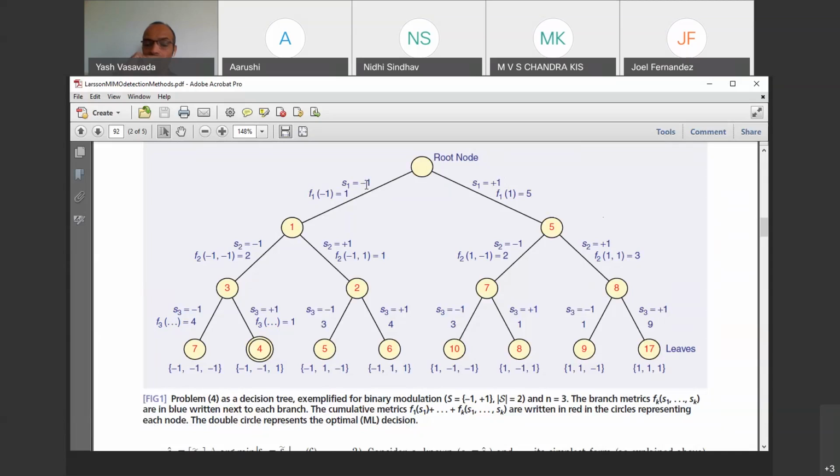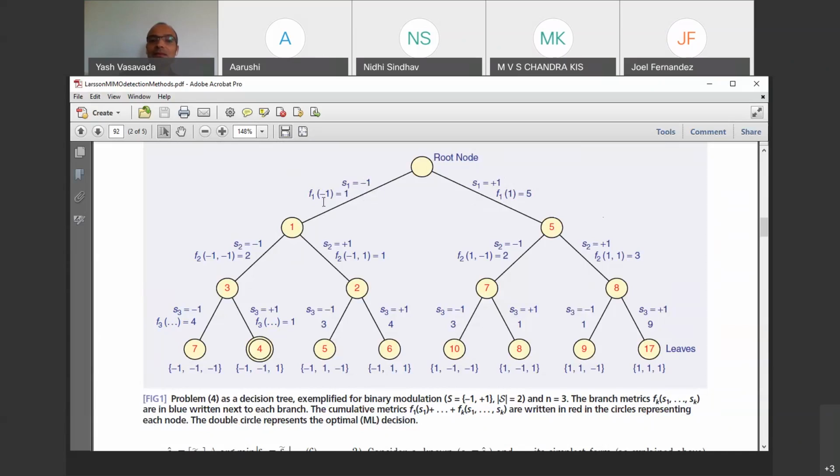Because of the shorter distance. Yeah, because F1 for -1 is smaller. -1 is 1 and +1 is 5. Which is to say that if I map this y tilde 1 on real valued axis, that y tilde 1 will be much closer to -1. Maybe it will be -0.8. And so its distance from S1 is much smaller than the distance from +1, which is 5. Okay.